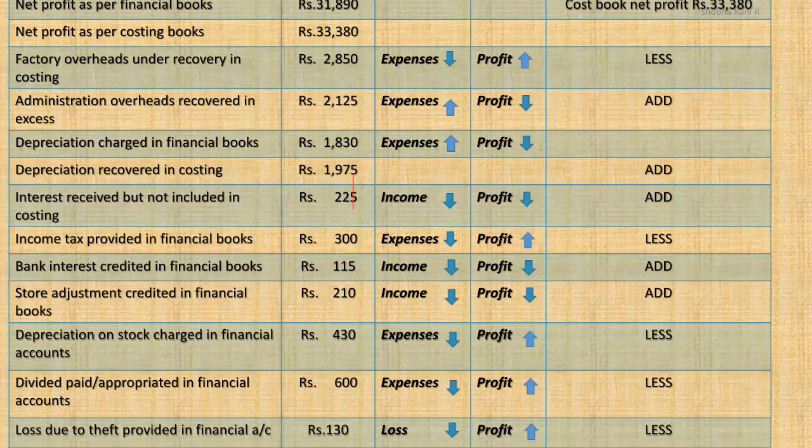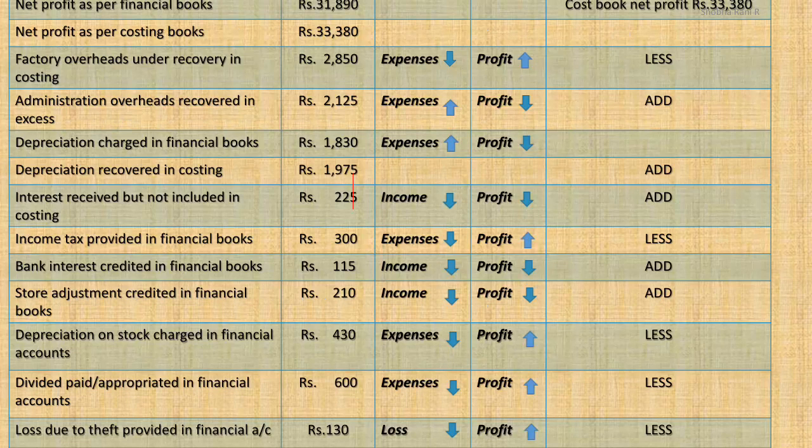Next item, income tax provided in financial books. It is an expense and not recorded in cost accounts. This has the effect of increasing costing profit as compared to financial profits. Then, in order to reconcile, rupees 300 will be deducted from costing profits. In other words, expenses decrease, the profit increases, and it has to be subtracted from cost book net profits.